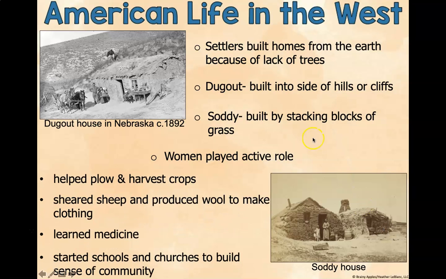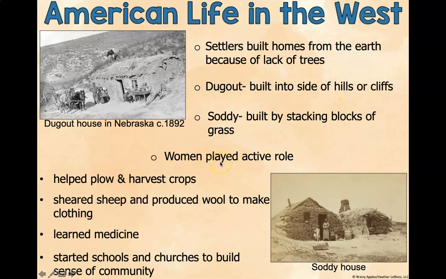All right. So what was life like in the West for Americans who actually moved there? Settlers built homes from the earth because of lack of trees. Typically, houses were built out of wood, but in areas like the Great Plains, there are hardly any trees. It's mostly just flat land. So if you look here, this is an example of a soddy house, built with blocks of grass. And then we also have what is known as a dugout house. That's a house built into the side of a cliff or a hill.